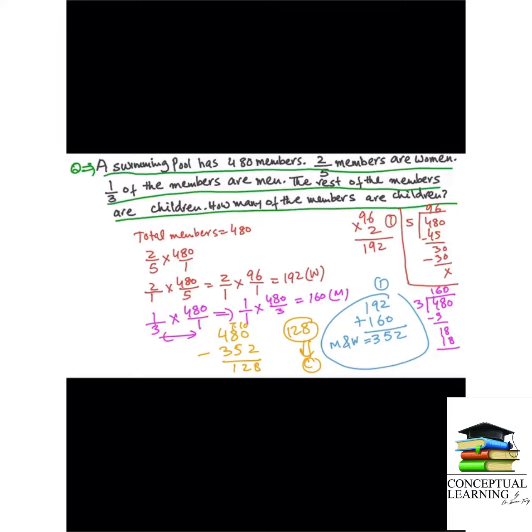Then we can see the next part is 1/3 of the members are men. So we calculate 1/3 of 480, and that is equal to 160. We add men and women together, that is equal to 352. We already know the total members are 480 and men and women are 352. We take away men and women from the total. The rest is children, and that is 128.